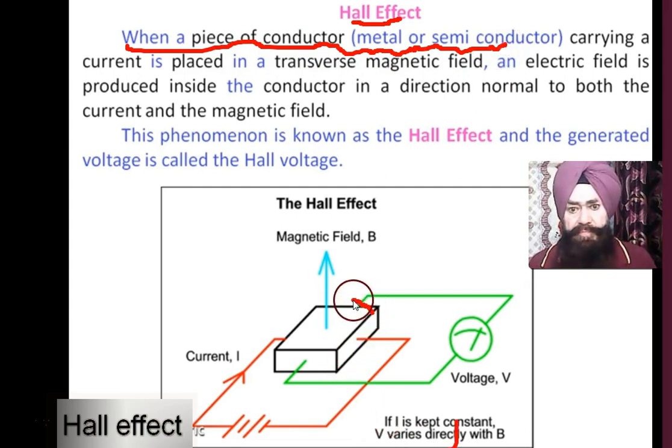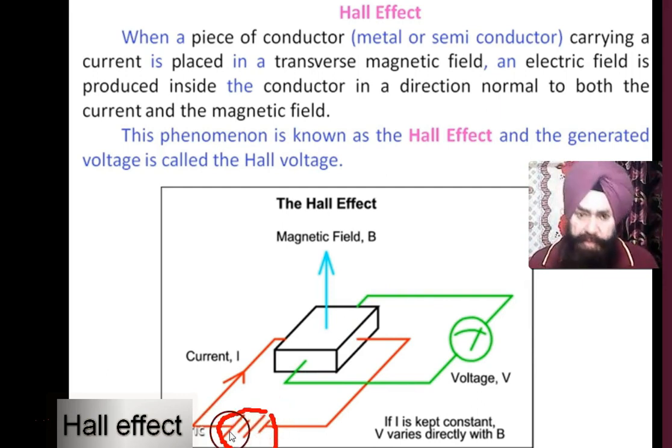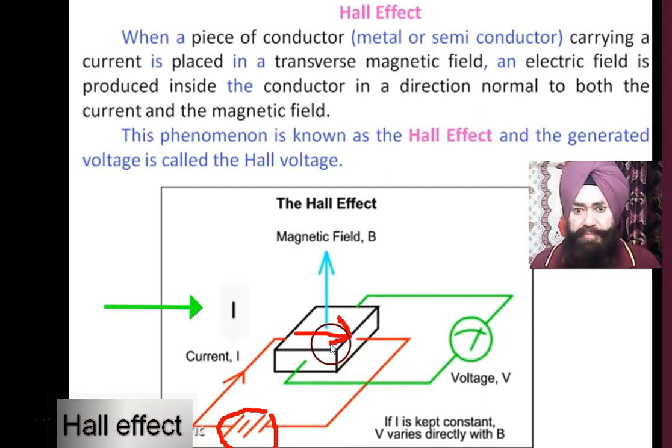like that here, this is a piece of metal or semiconductor carrying a current. Okay, this is a metal piece, and let that current be made to flow. How? With the help of the battery. So this is the positive pole of the battery, and this is the negative pole of the battery. That means current is flowing along this direction.